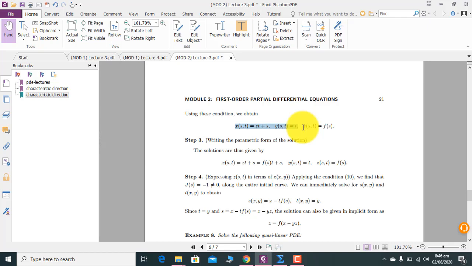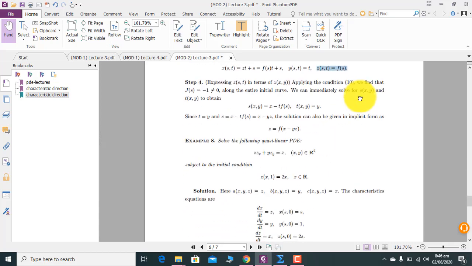The next step 3, writing the parametric form of solution. You should remember that you have to tell the solution in parametric form. So parametrically x is zt plus s, which is f of s t plus s, because the value of z is f of s. The value of y is t, because we have found here, look, by putting the initial value problem, and z is also f of s.